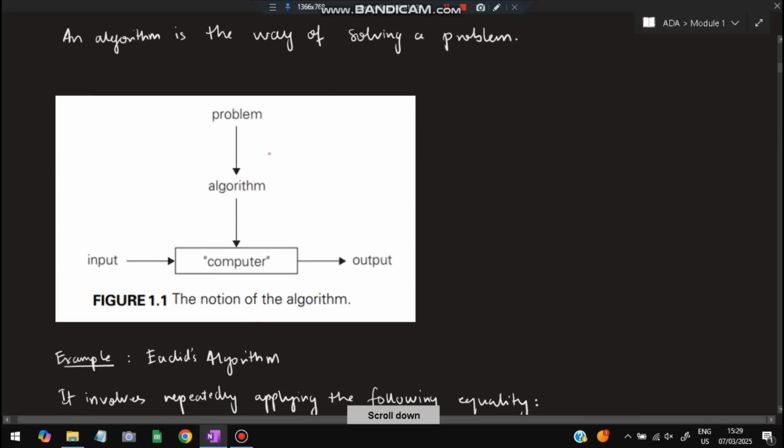This is the flow chart which is given here. The problem is present here, and to solve the problem we need an algorithm. That algorithm will be provided to the computer, and based on the input the algorithm will be acted upon, and then we'll get an output. So this is the flow chart of the algorithm.